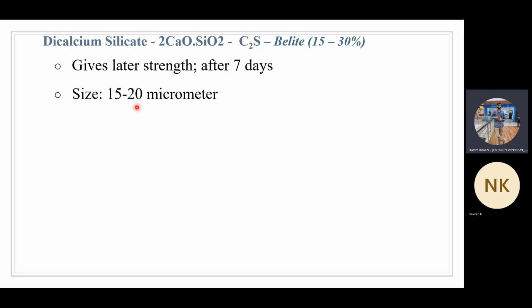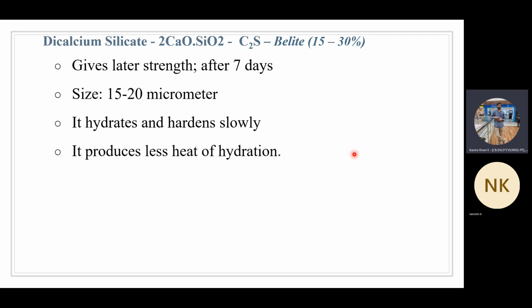Again, the size of this is almost similar to C3S, that is 15 to 20 micrometer, and it hydrates and hardens slowly. It need not be very slow; you can say it has 28 days of time. It produces less heat of hydration, and it requires 21% of the water. So if you add 100% of water to the cement, 24% of water will be taken by the C3S, and 21% of water will be taken care by the C2S compound.